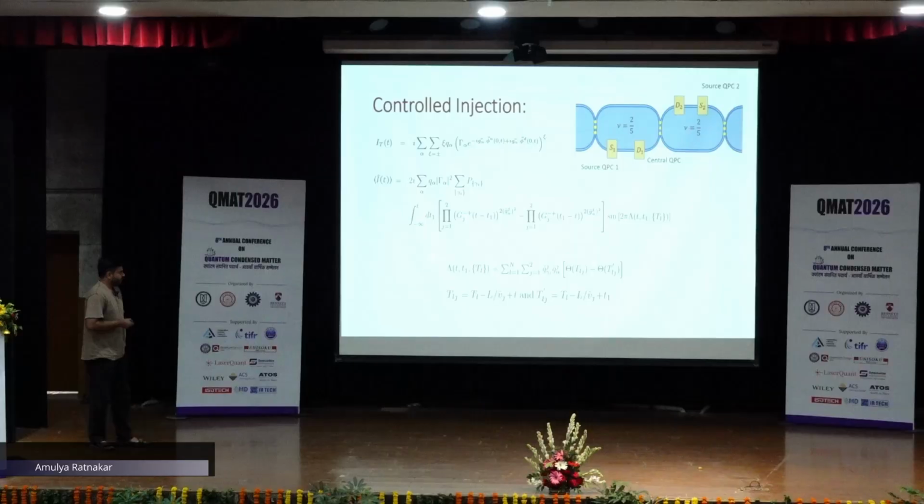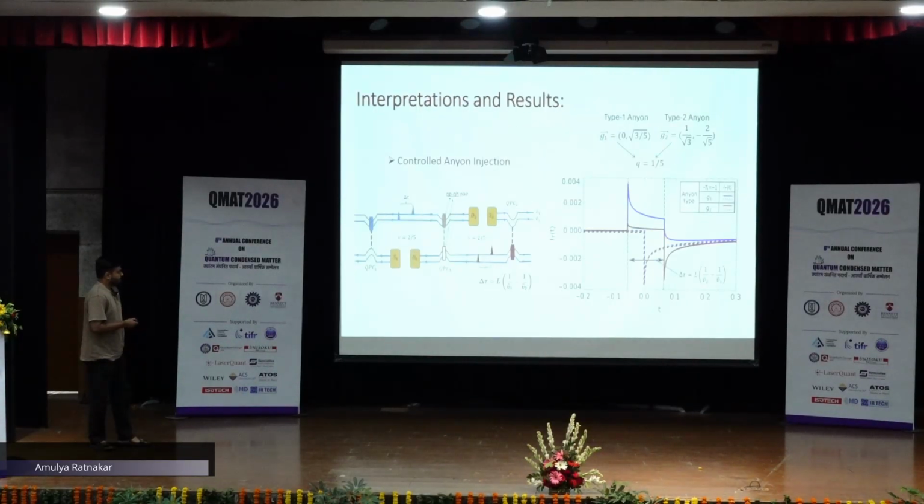And if we look at the structure of this braiding phase, TL minus L by Vg is the time taken by the injected anions to reach the central QPC along the eigenmodes. If this time falls between T and T prime or T1, it picks up the phase given by G tilde gamma and G tilde alpha along the jth eigenmode. Otherwise, this is 0. And you can see it here in this graph very well.